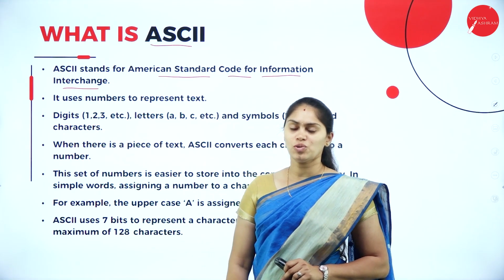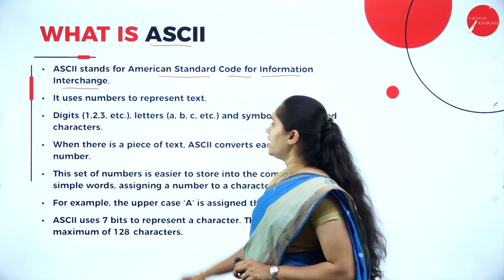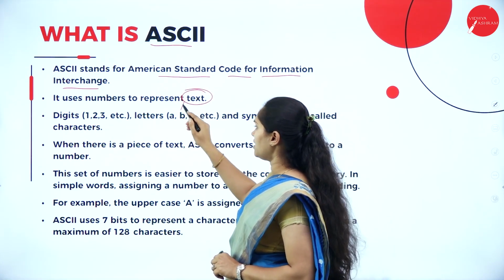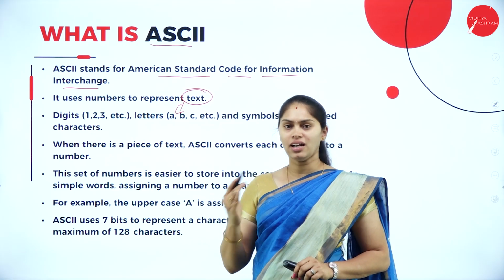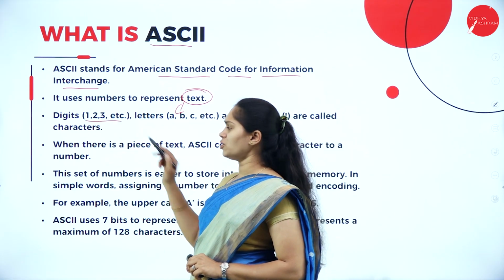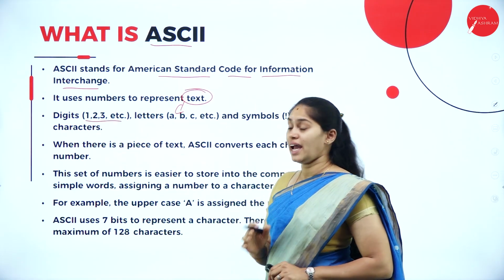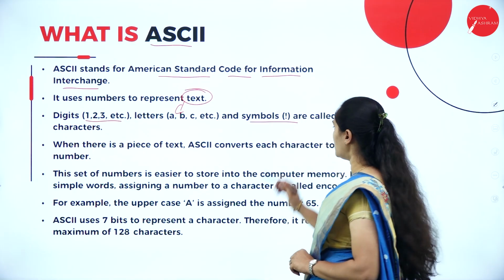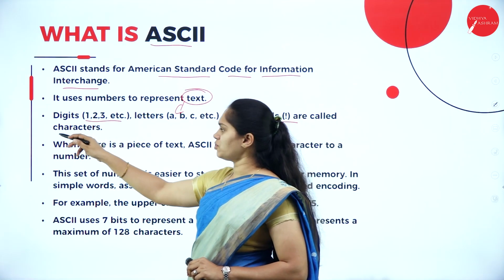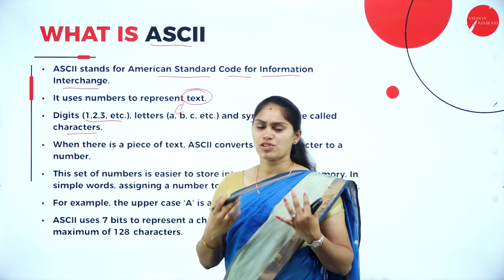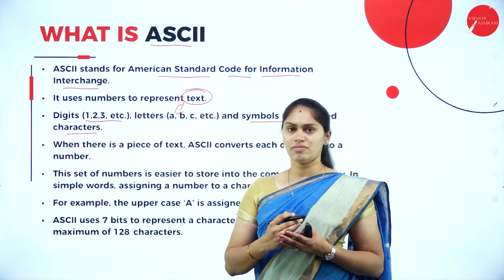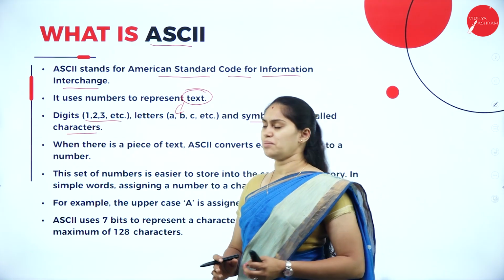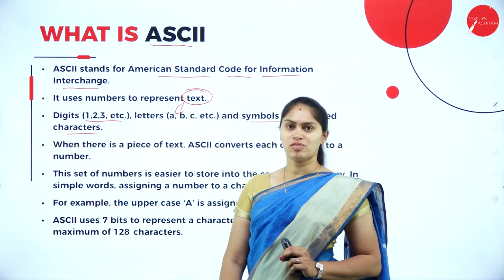So we are going to use this kind of computer code in order to represent the text. That text can be any character from capital A to Z, small a to z, 0 to 9, or a combination of any of them, and it is also able to represent symbols. Along with that, it can have any combination of digits, alphabets, uppercase, lowercase, or any special symbols. Everything can be represented with the help of ASCII.